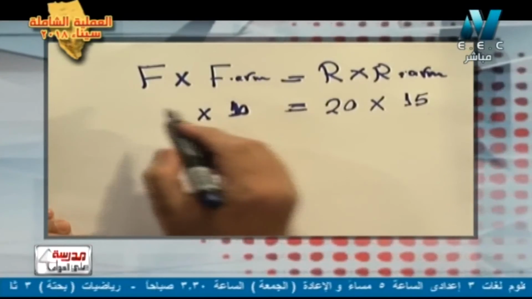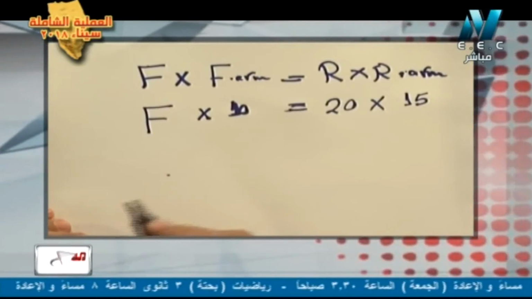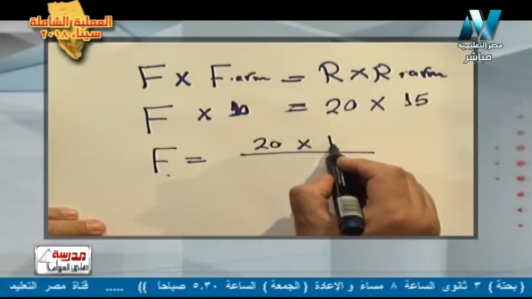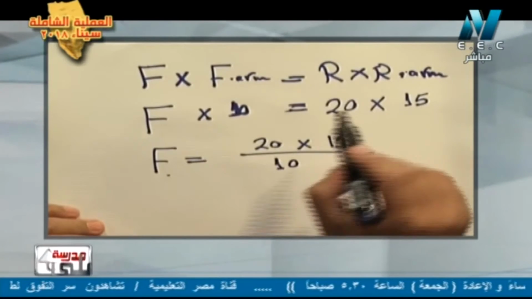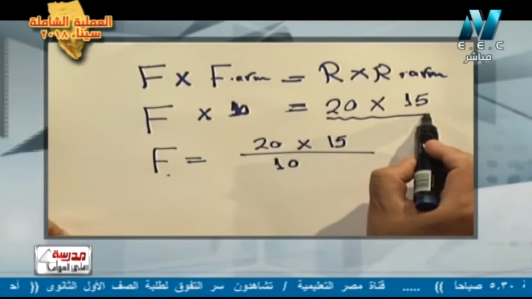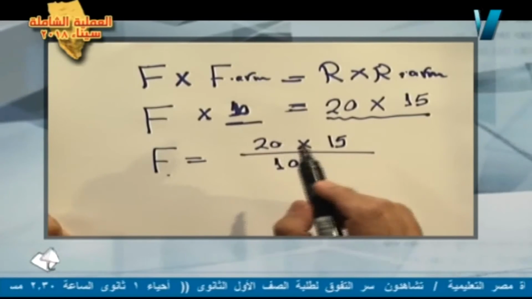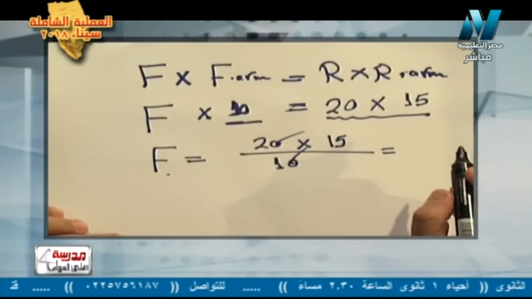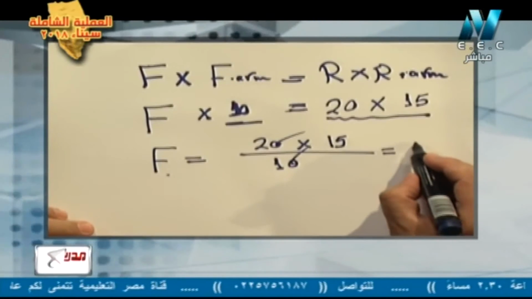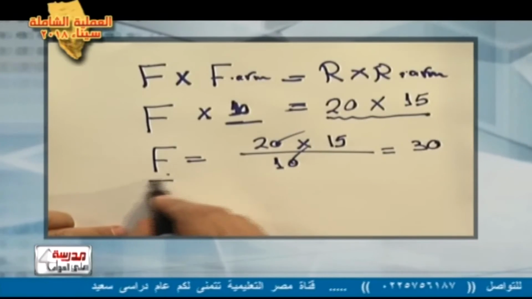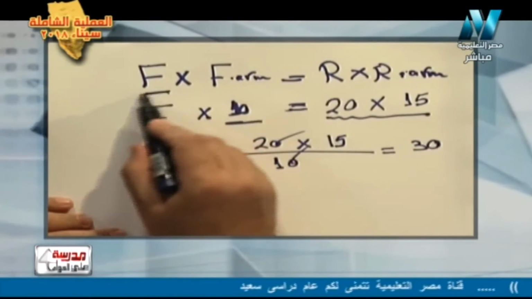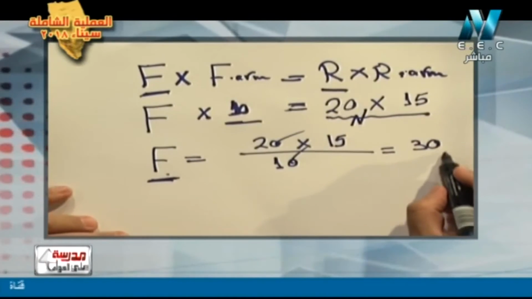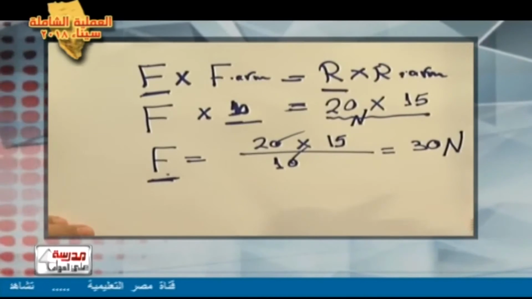So I want here to find the effort force. Effort force will be 20 by 15 over 10. Why? Because, as I said more than once, I always take the complete side over the incomplete side, and divide by the incomplete side. The 0 will be cancelled with the 0. So 2 by 15 equals 30. 30 what? The effort force must have the same unit as the resistance. The resistance was 20 Newton, so it will be 30 Newton. So now the type of lever.